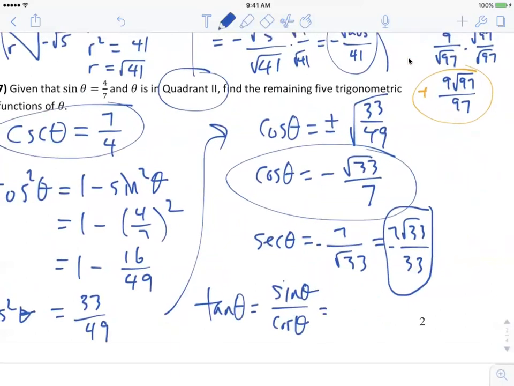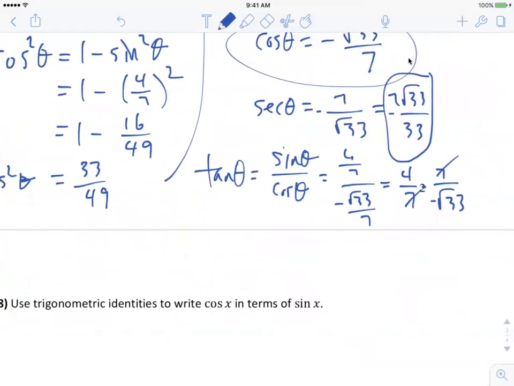Sine is 4 over 7. Cosine is negative root 33 over 7. Invert and multiply: 4/7 times 7 over root 33, negative. The 7s cancel, and that's going to be 4 over root 33, still a negative on there. Rationalizing to get the final answer, negative 4 root 33 over 33. Whew. Tangent.